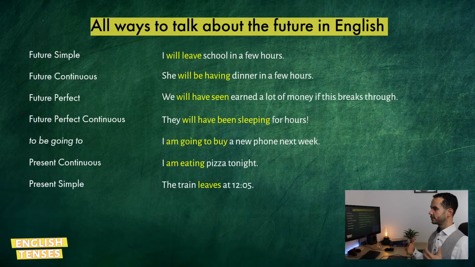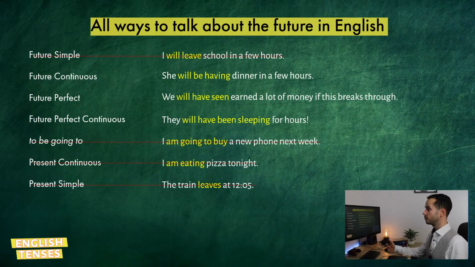So what have we discussed until now? Well, we did present simple, we did present continuous, we did to be going to, and we did future simple. And there are still some things we need to discuss. So we still have future continuous, we still have future perfect, and we have future perfect continuous. And as you will notice, these are not very difficult. So we'll go over them rather quickly.